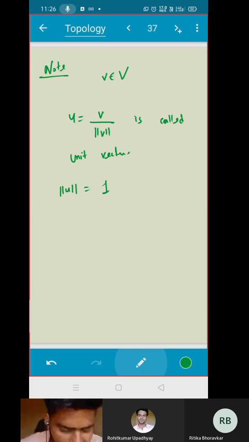Yes, sir. And we call it unit norm or unit length. I may write it as unit norm. Unit norm means what? Norm of u should be 1. Okay. Now once we are done with this, what is next?